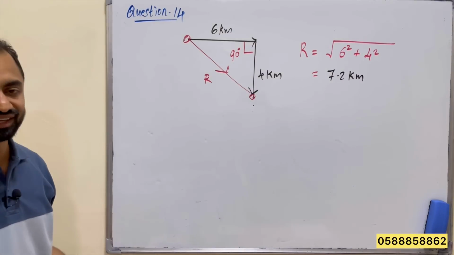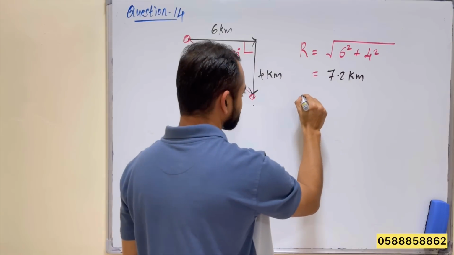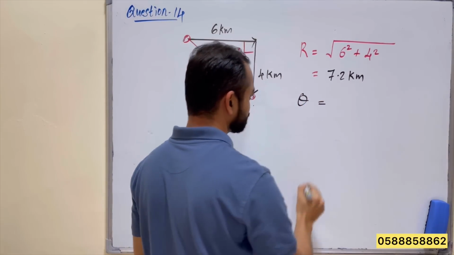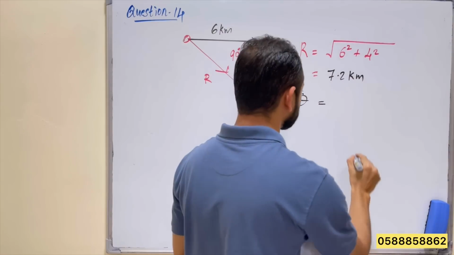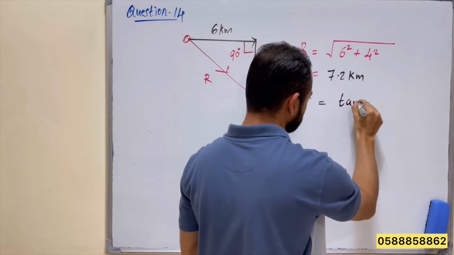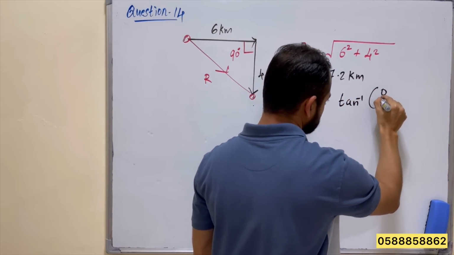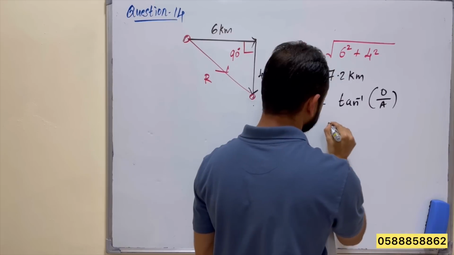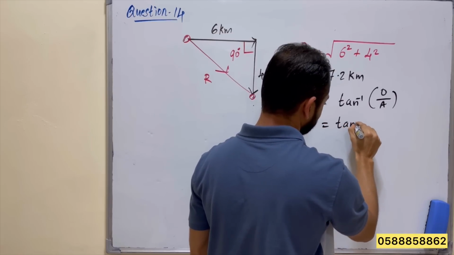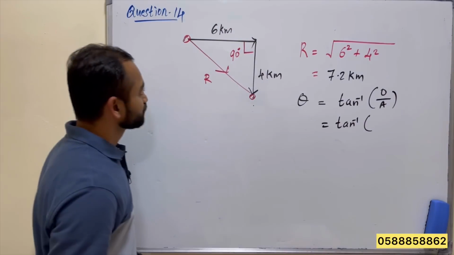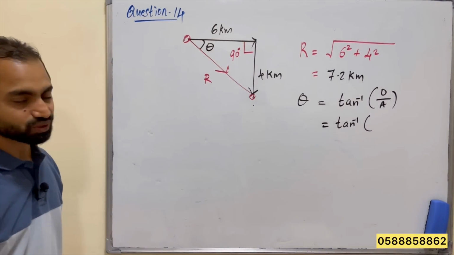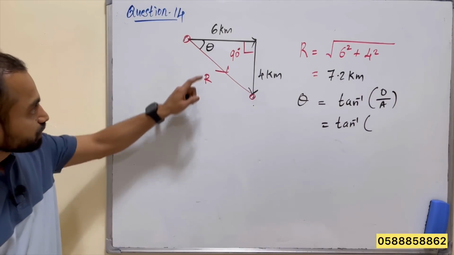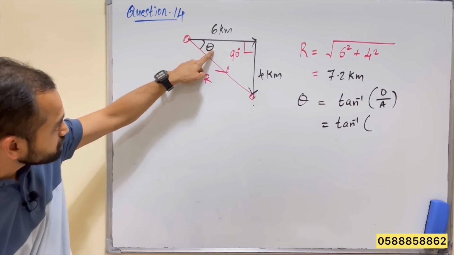So to find the direction, you have an equation. Direction is the angle, okay? So the direction or angle theta is equal to tan inverse of opposite side divided by adjacent side. So we will find this angle. For example, this angle is theta. So what is the direction of the resultant? What is the opposite side for this angle?